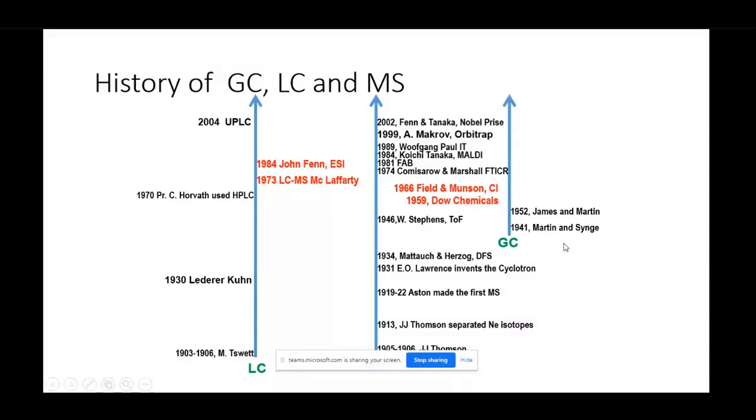I'm not going into the history of GC, LC, and MS, but just very quickly, LC and MS started together somewhere in 1900. But then they could meet only after about 70 years. So for 70 years, LC was alone, MS was alone, and after 70 years of individual working, LC could meet MS, but it did not happen with GC. GC was invented in 1952 by James and Martin, and within 4 years, GCMS came into existence.